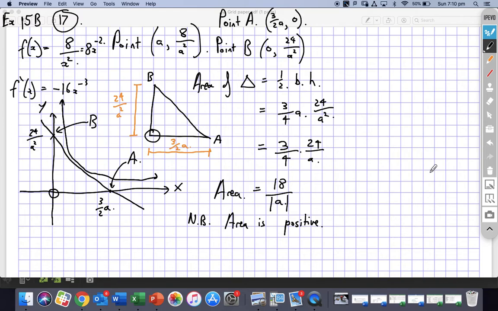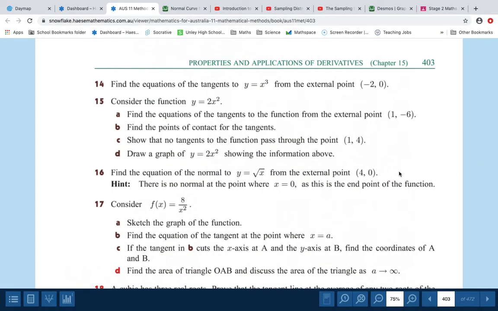I think that's as much as we can do. We're not given any numbers at any point. Let's just check the question again, because I've forgotten. Question 17: find the area, discuss the area. So finding the area, we just have to leave it as 18 divided by a, because it depends what a is. a could move, it's some x value. Now this last bit I didn't do.